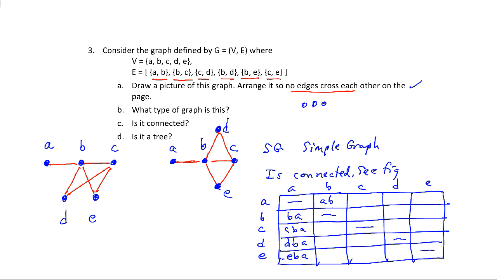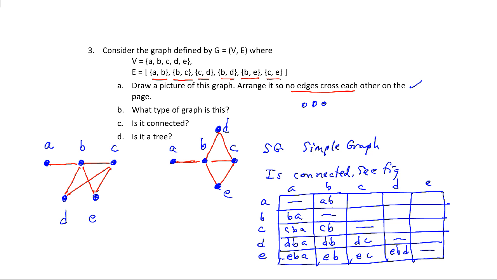From C to B, I can just go C, B. From D to B, I go D, B. From E to B, I can just go E, B. From D to C, I just go D, C. From E to C, I go E, C. From E to D, I got a couple choices, E B D or E C D. How about E B D? And then the ones in the upper quadrant are just the same paths reversed.